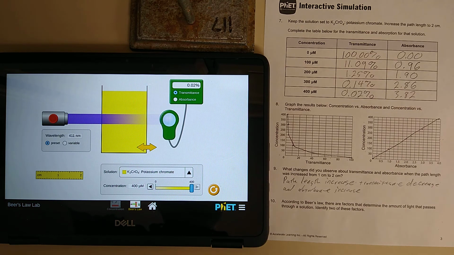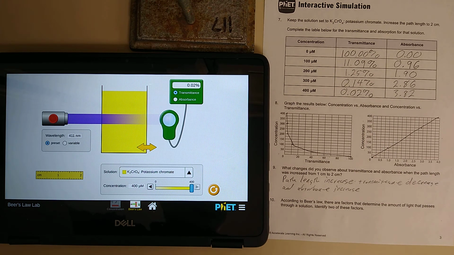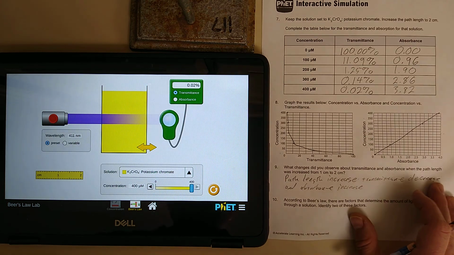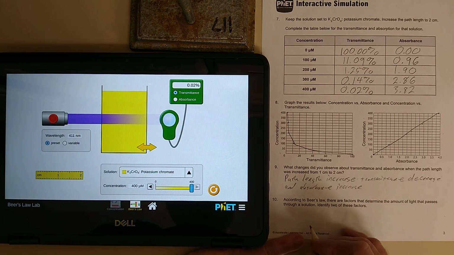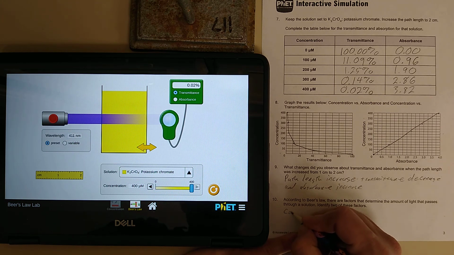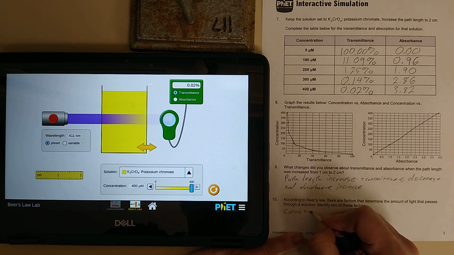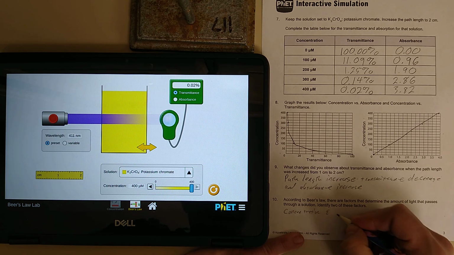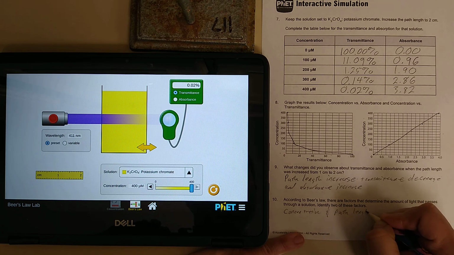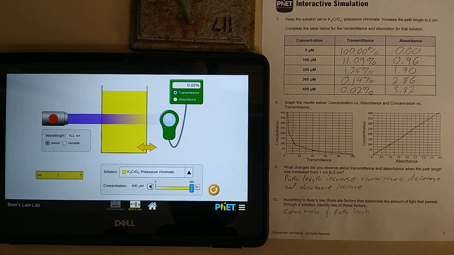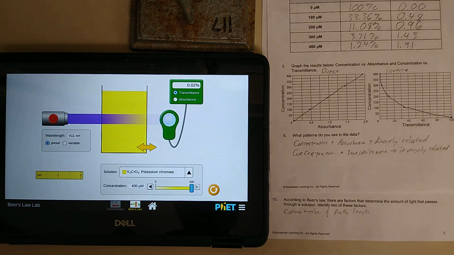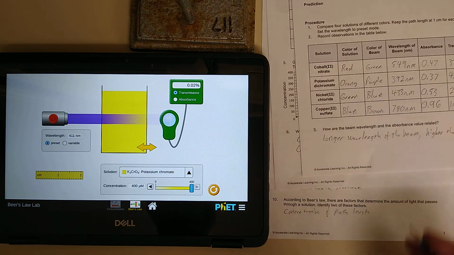Now, according to Beer's law, there are factors that determine the amount of light that passes through a solution. Identify two of these factors. The main two that we messed with on this was concentration and path length. But we also talked about wavelength as well.